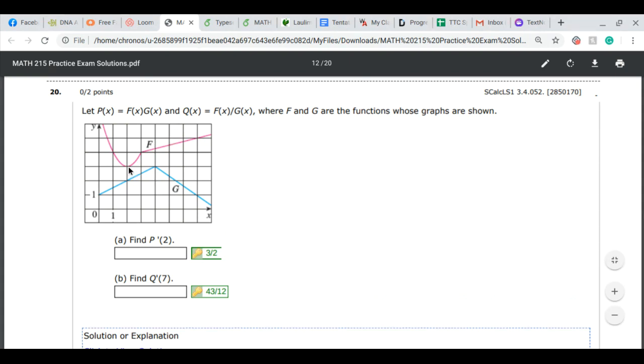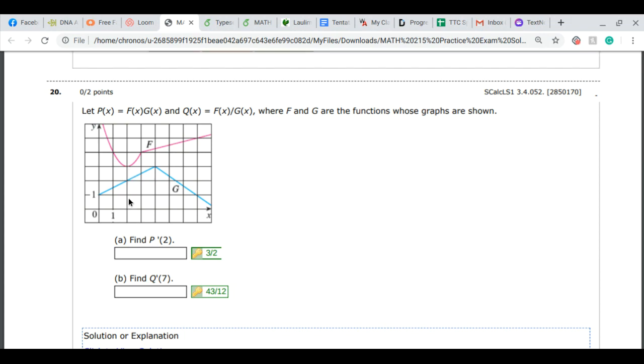What is f of 2? F of 2, we can look at the graph here. It's 1, 2, 3. We're multiplying 3 by, what's the derivative now of g? What's g prime of 2? The slope here we can calculate to be the rise over the run, 1, 2, divided by 1, 2, 3, 4. 2 over 4 is 1 half. So that means f of 2 times g prime of 2 is 3 halves.